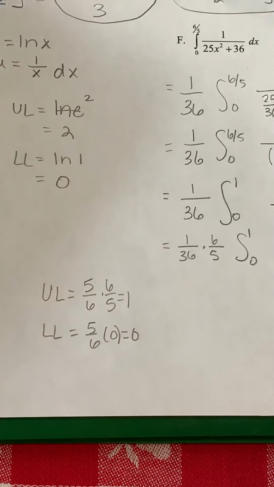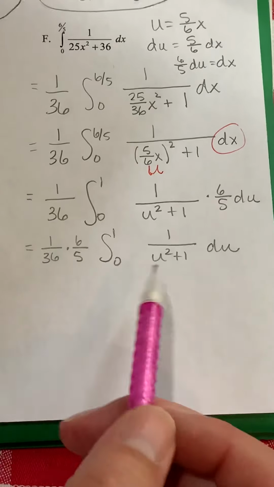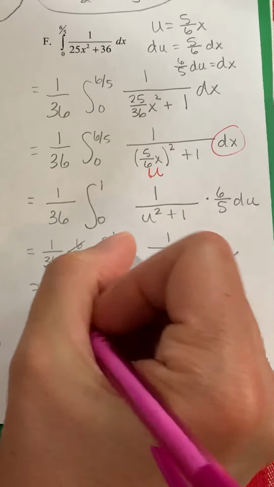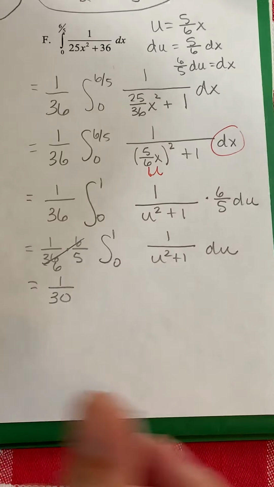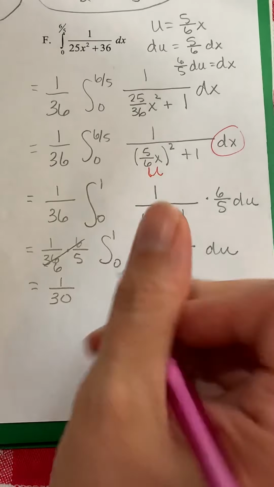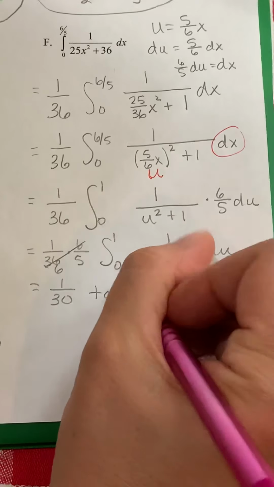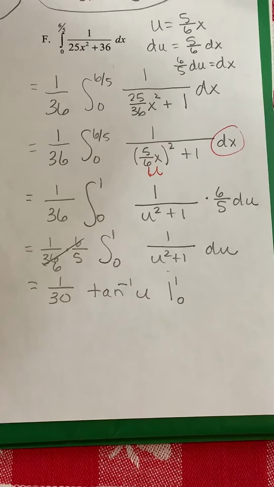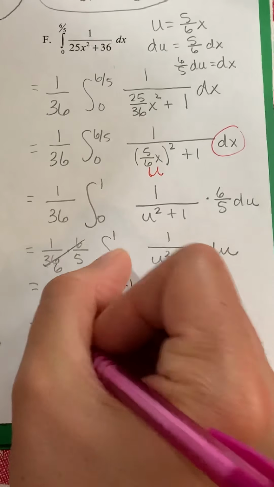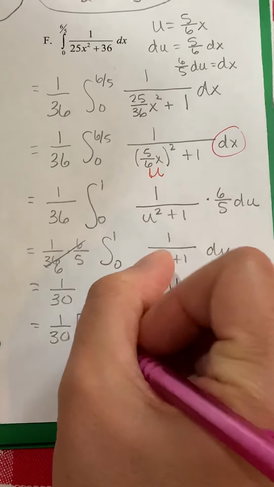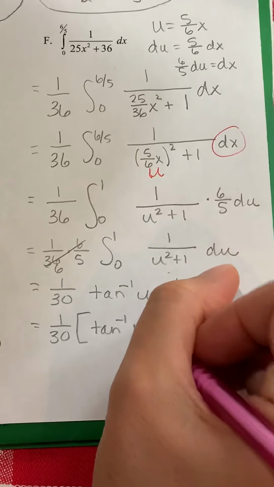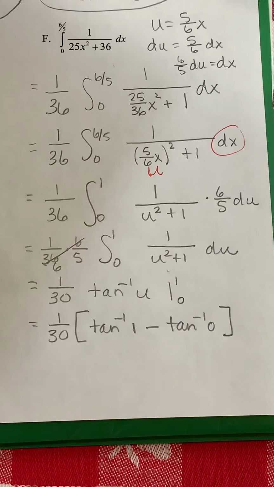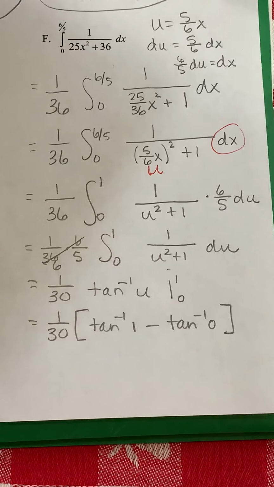All right, so we are ready to find the antiderivative here. Cleaning this up, the fraction out in front is 1/30. The antiderivative of this is tangent inverse of u, which we're evaluating for our new limits of integration of 0 and 1. So we're going to have 1/30 times the tangent inverse of 1 minus the tangent inverse of 0. We need to find both of those values, and those are actually pretty easy to find.